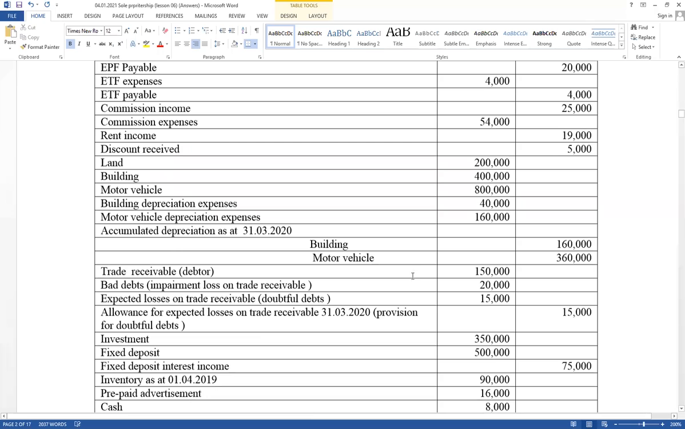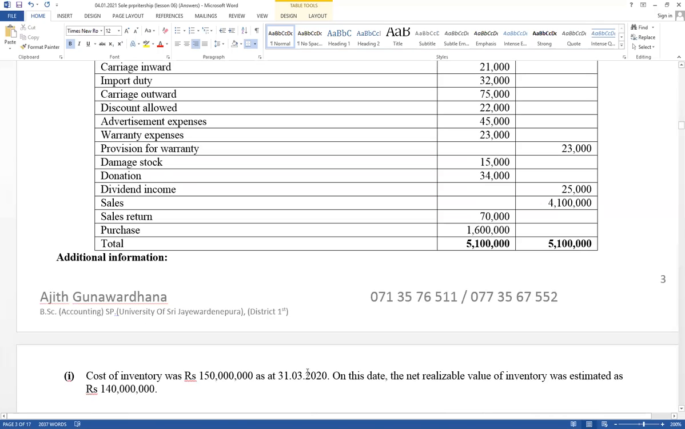In this example, it has given only inventory adjustment. But practically, you have to know in this level how to adjust EPF and ETF also, how to adjust depreciation, how to adjust disposal, and bad and doubtful debts, goods on sales or return basis adjustment. Therefore, I will discuss step by step each and every adjustment.